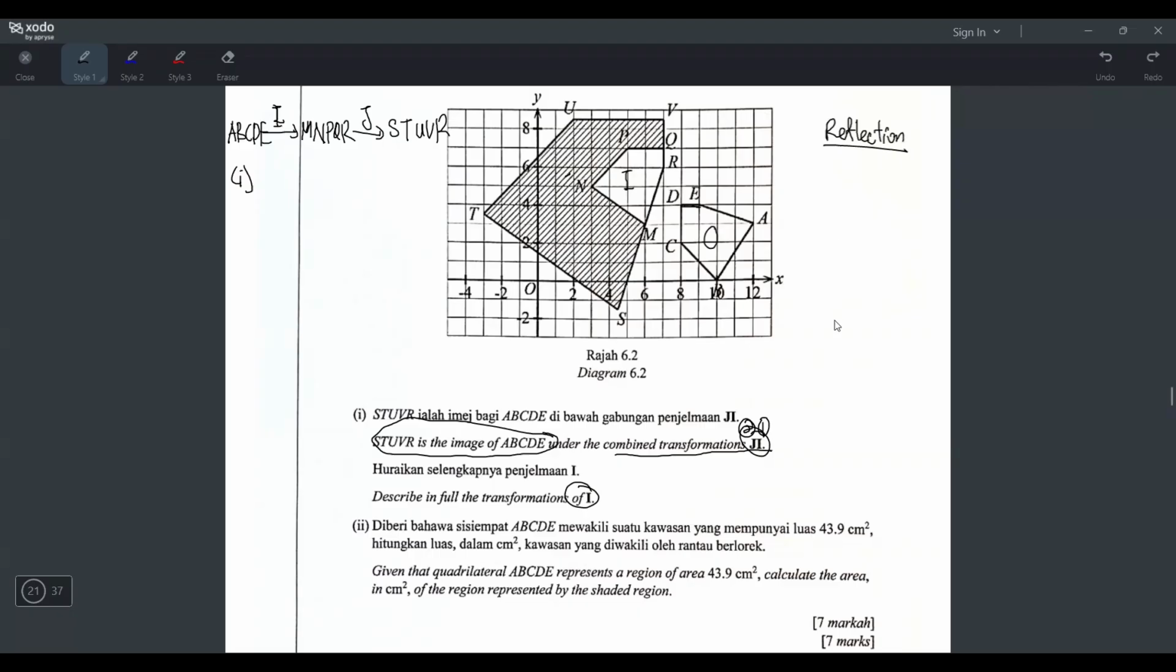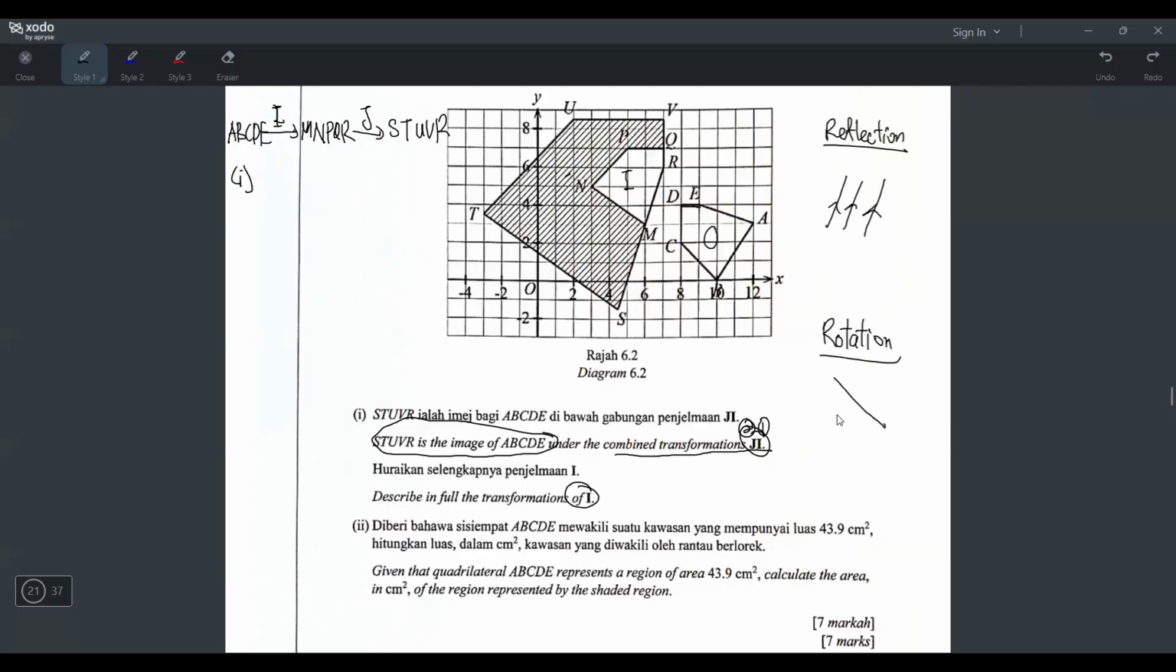When I teach my own students in my tuition class, I always tell them, if you're not sure whether it's reflect or rotate, you use this method: you draw lines, you join lines. But you have to join to the corresponding point. And if the lines end up looking like this, then that's how you know it's a reflection. It means all the lines are parallel. It doesn't have to be this direction, it can be like this also. As long as all the lines are parallel, then it's reflection.